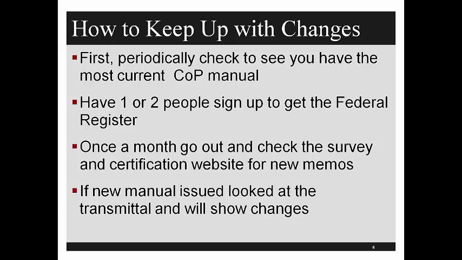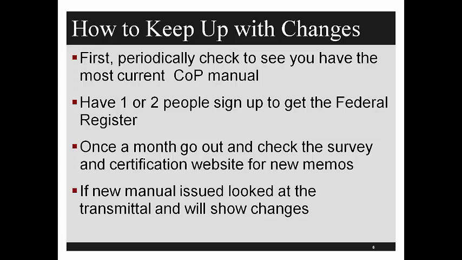Have someone, or 2 people, go out once a month and check to see if there's a new manual and if there are any survey memos. Generally, if you check the survey memos once a month, you're probably okay. However, since we're still amidst the COVID-19 pandemic, you will notice there are about 10 survey memos on this. So during this time, we suggest that you go out every couple of days and take a look at it.